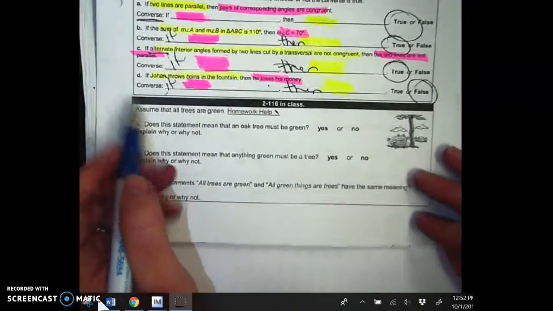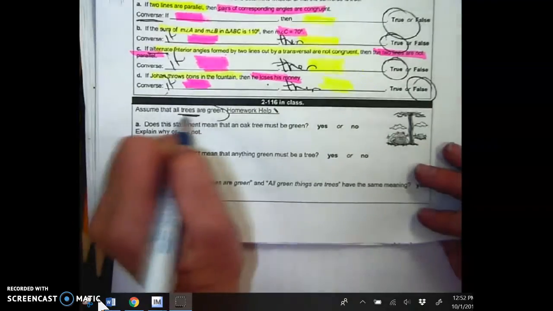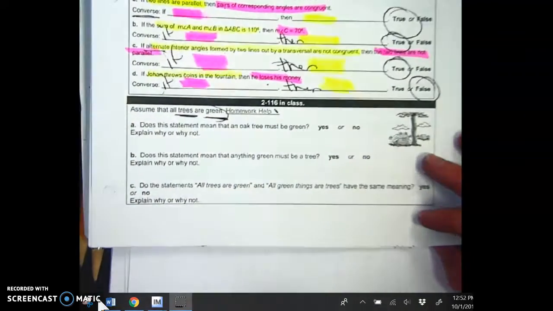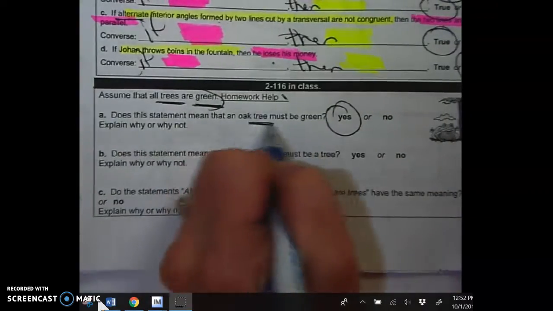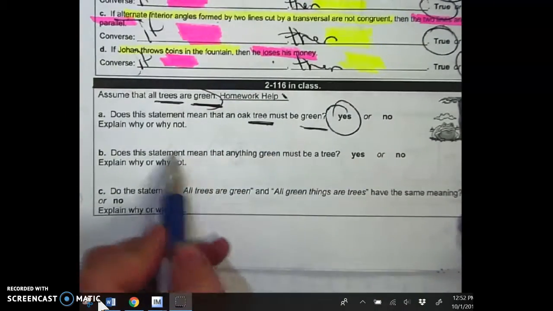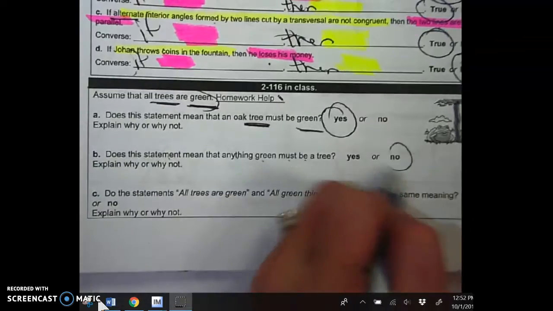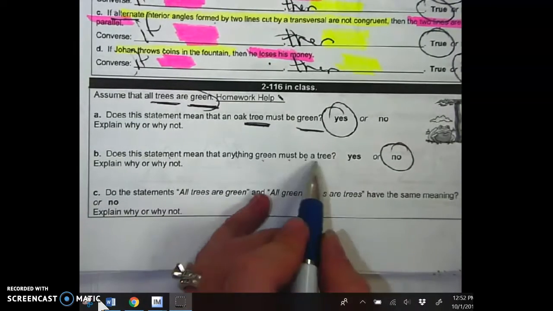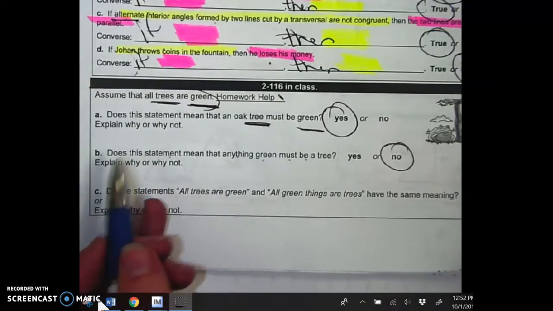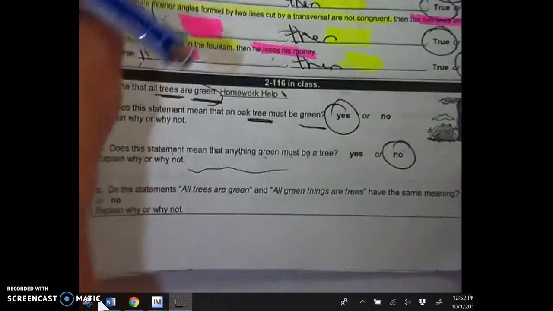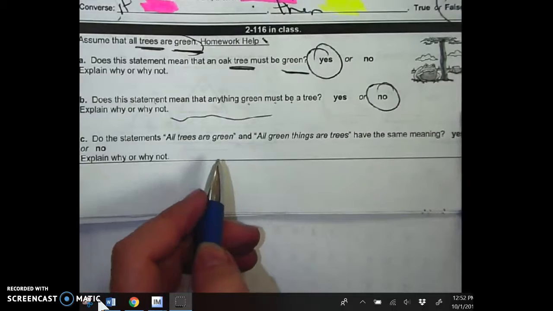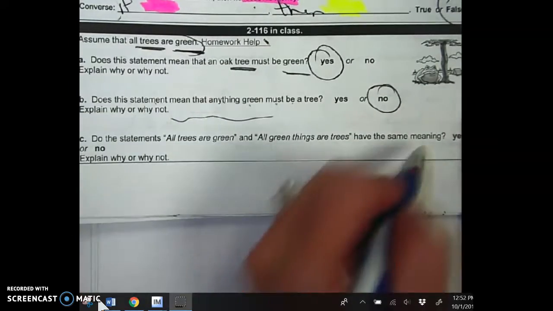So it says here, we have to assume that all trees are green. So if we see a tree, it's going to be green. Does that mean that an oak tree must be green? Yeah, it's a tree. If it's a tree, it's green. Does this mean that anything green must be a tree? No. My shirt could be green, and I'm not a tree. And the shirt isn't a tree. Okay, so that would be your no, why not? And that one's good. All right, let's turn the page.